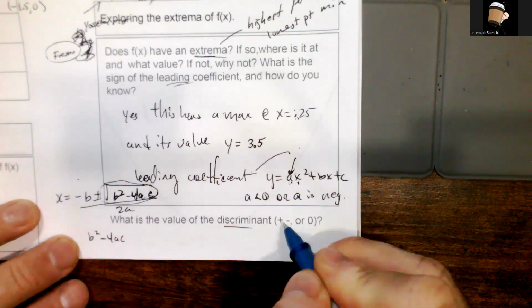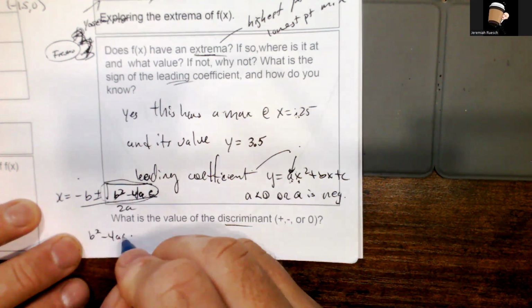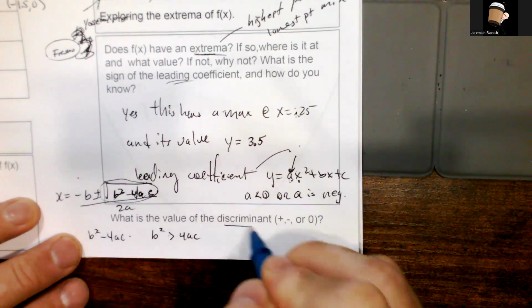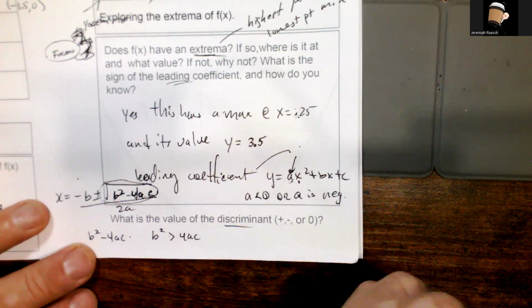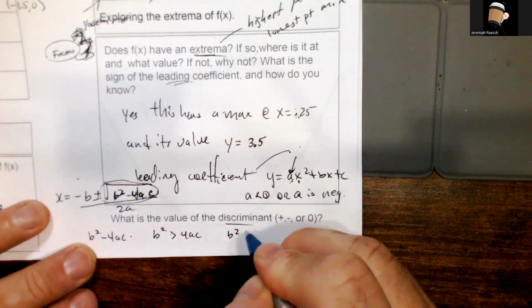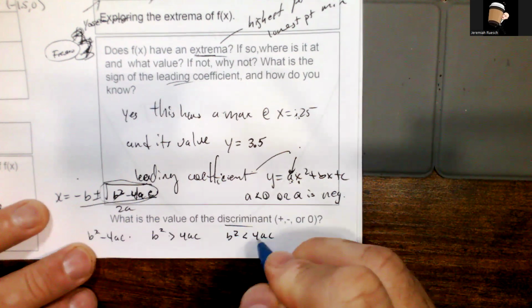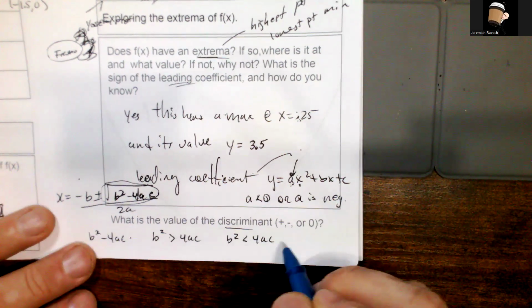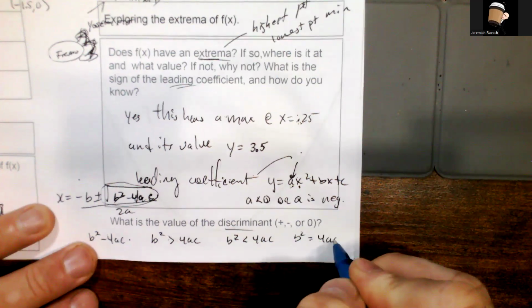Okay, and so if it's positive, that means that b squared is bigger than 4 times ac. So if b squared is greater than 4ac, that means it's positive, because you're subtracting off a smaller number from a bigger number. If it's less than 4ac, that means that b squared is smaller than 4ac, and so when you subtract a bigger number from a smaller number, you get a negative value. And if it's equal to 0, that means that b squared equals 4ac.